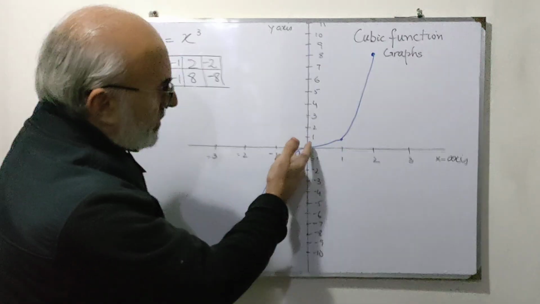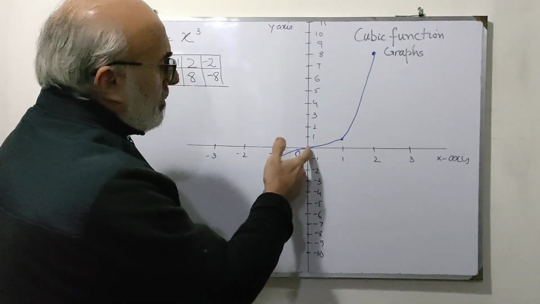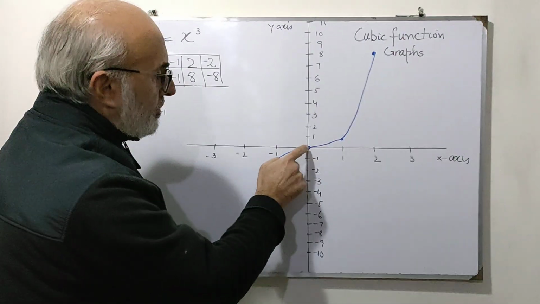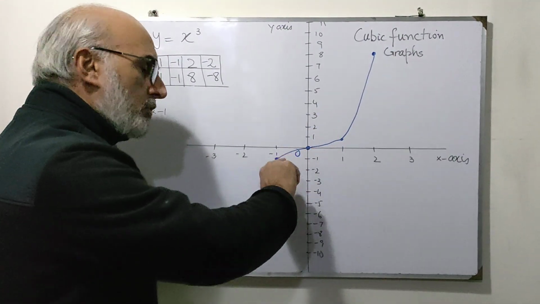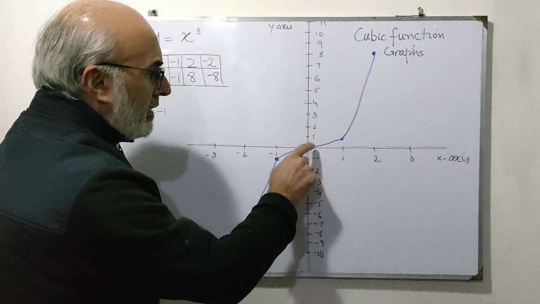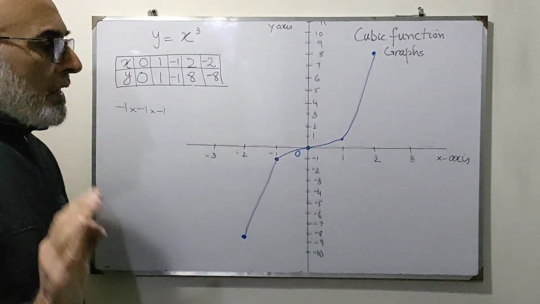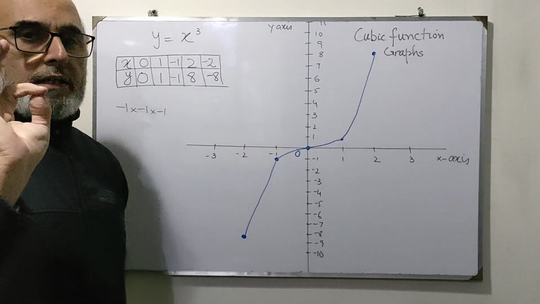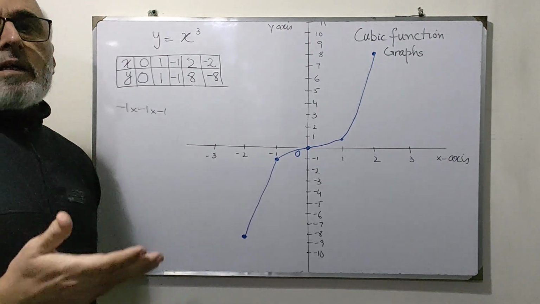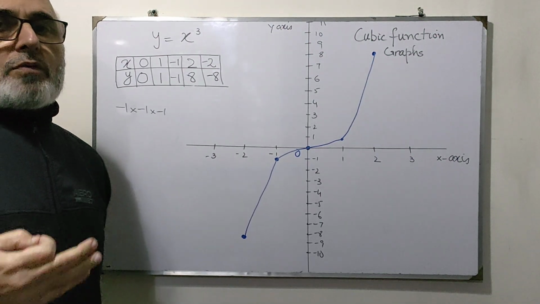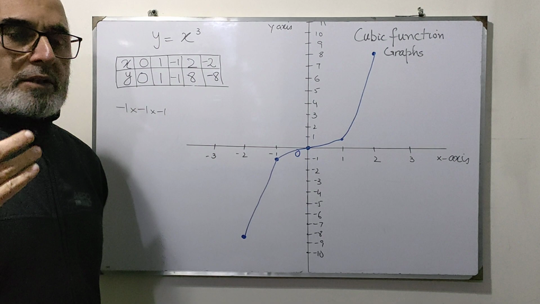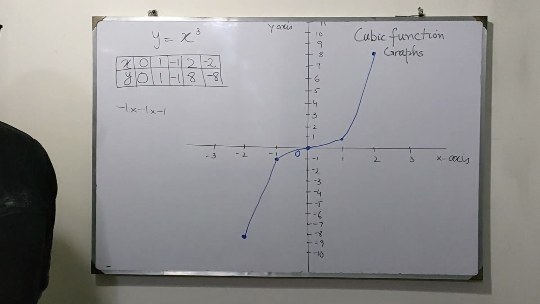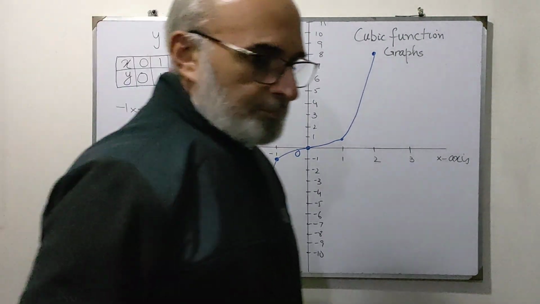But in this case, what happened? Because it was passing through the origin, it is intersecting the x-axis at 0. It's only intersecting at one point, and then we'll also take the example where it intersects at 3 points as well. Okay, now let's take the next example.